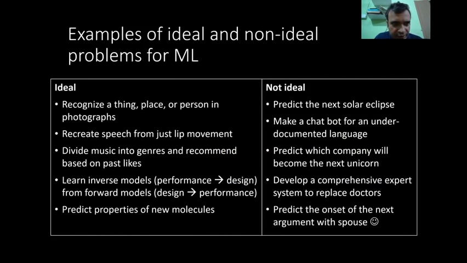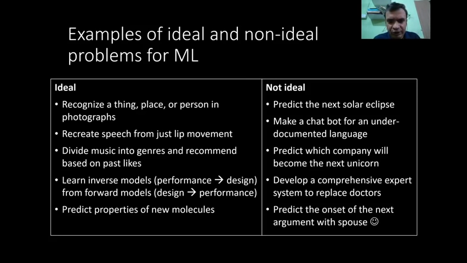So now let's look at some ideal and not so ideal problems for machine learning, just examples, right? Based on what we have discussed so far, recognizing a thing, place, or person in photographs is an ideal problem because you are exploiting the structure of the pixels in the image, right? Recreating speech from just lip movement is also a great problem for machine learning. Let's say you lost speech in some videos, you just see the person's lips moving. Can you recreate that speech? And there have been research papers that show that they can do it with very good accuracy now.